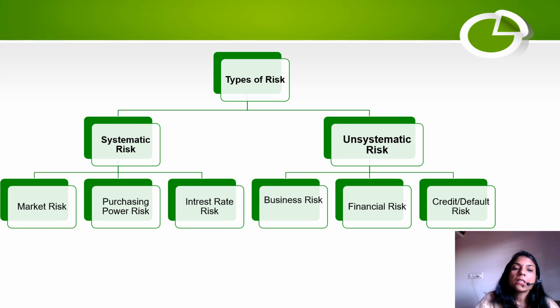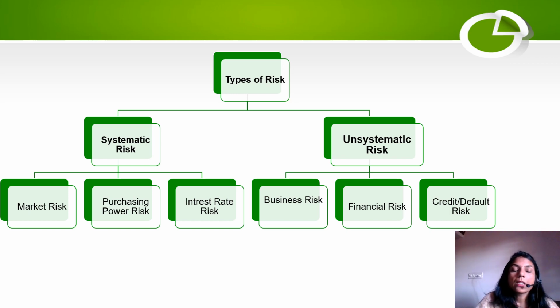So for example, if there is a 6% inflation rate, I can invest in those investment avenues which will give me a better return than the inflation rate of 6%. If the inflation rate is 6%, I have to look into those investment options which will give me better than 6% return.